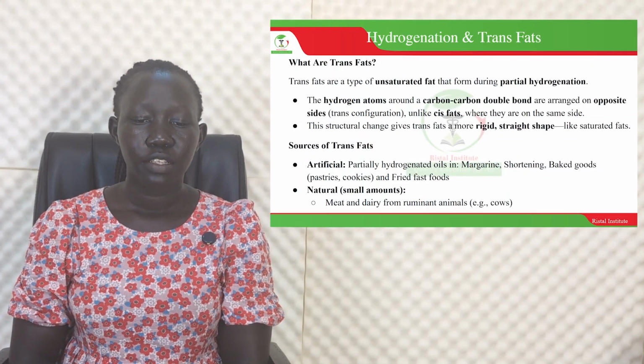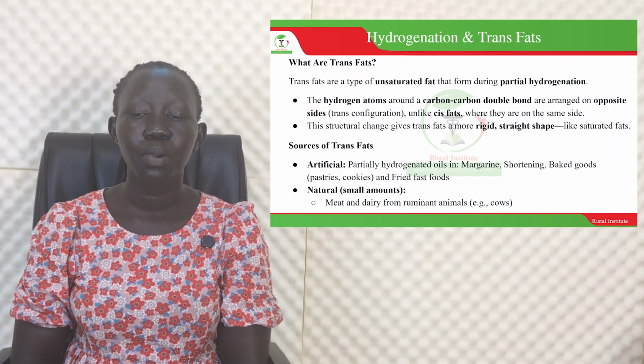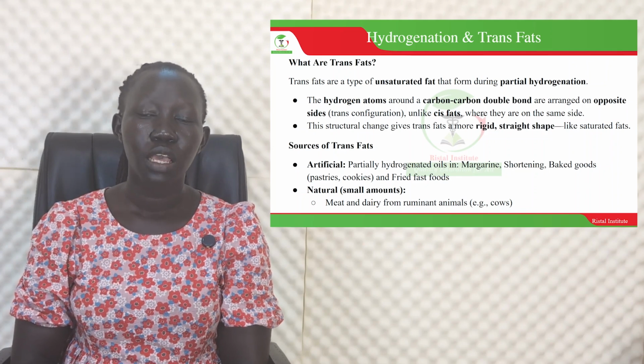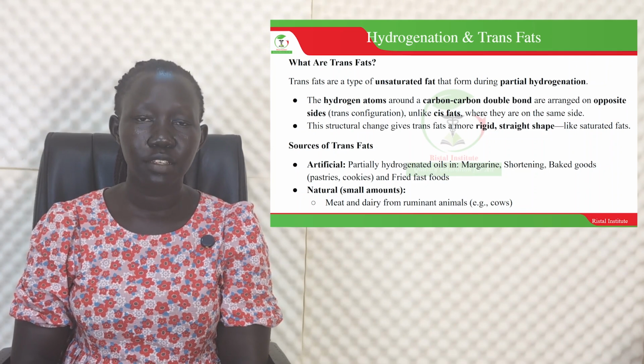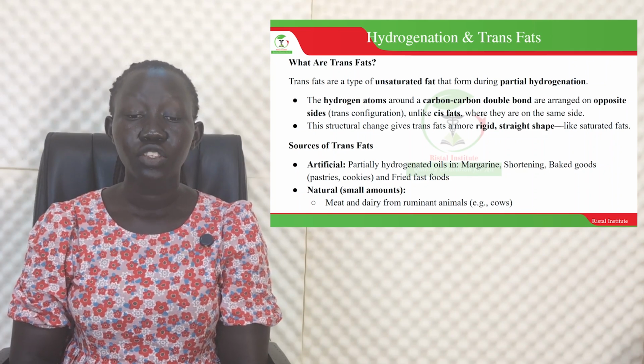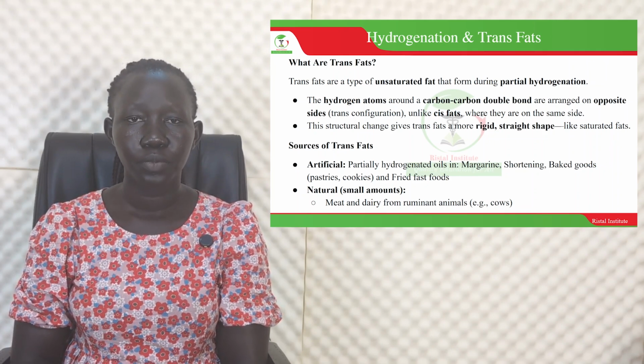So what are trans fats? Trans fats are a type of unsaturated fats that form during partial hydrogenation. The hydrogen atoms around a carbon-to-carbon double bond are arranged on opposite sides. That is the trans configuration, unlike in the cis fats where they are on the same side. This structure change gives the trans fats a more rigid, straight shape like saturated fats.